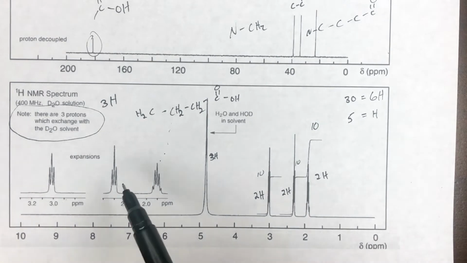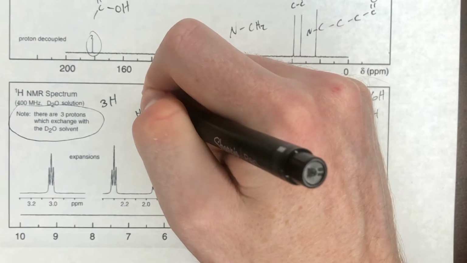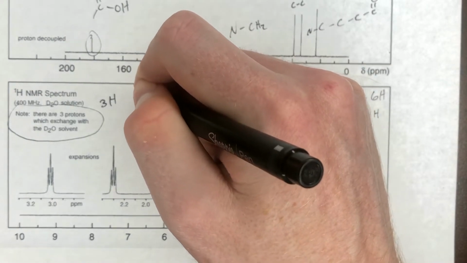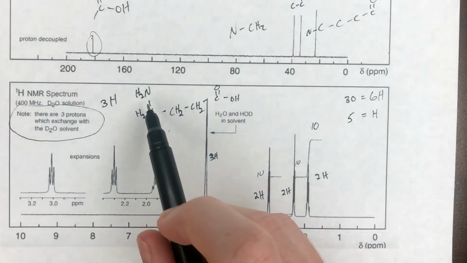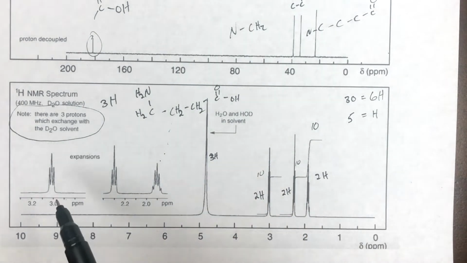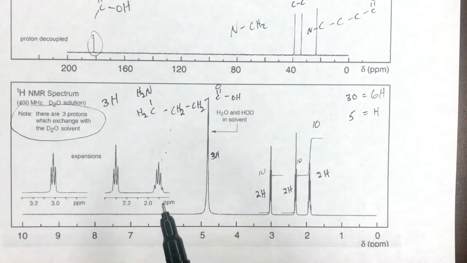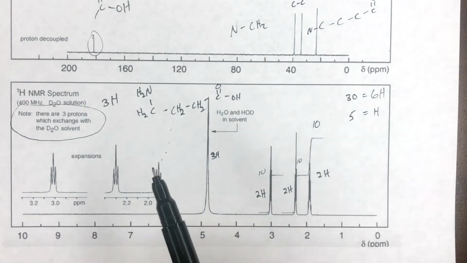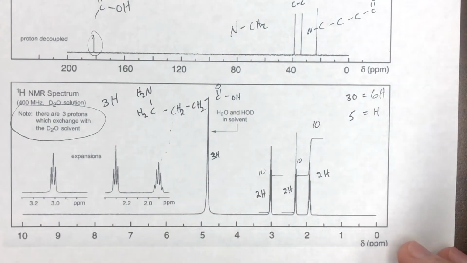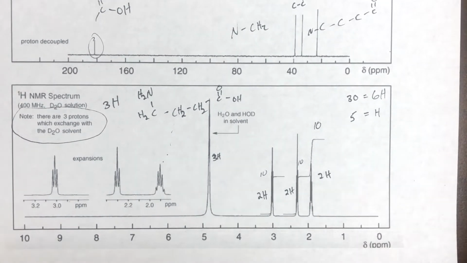And then lastly, we just have the nitrogen to account for. That must be adjacent or bound to this carbon, because it is also a triplet, so it's only adjacent to one of these CH2s to split it into a triplet, and it's at a ppm chemical shift of around 3, which also matches because it's adjacent to nitrogen, which is more electronegative and electron withdrawing than the carbonyl, like being adjacent to the carbonyl. So that is our structure.